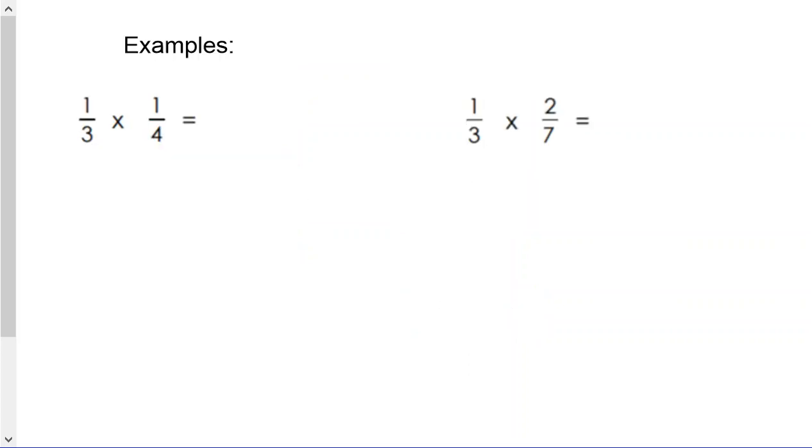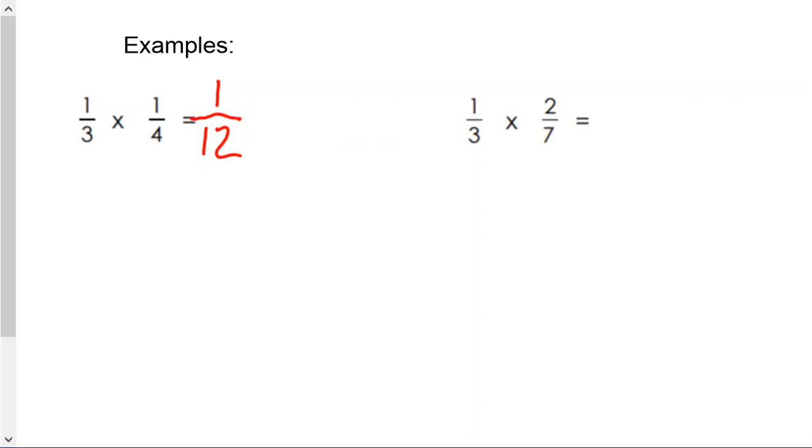All right, very simple: 1/3 times 1/4. We can multiply straight across because they're in lowest terms already. 1 times 1 will give us 1, and 3 times 4 will give us 12. So 1/3 times 1/4 equals 1/12.